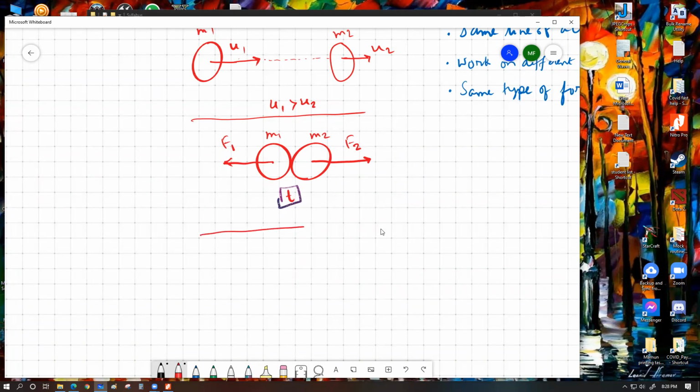Sir, time t is the period of time during which they are in contact, right, sir? Precisely. The contact duration is t. Or I can say the collision duration is t, which has perfectly the same meaning.